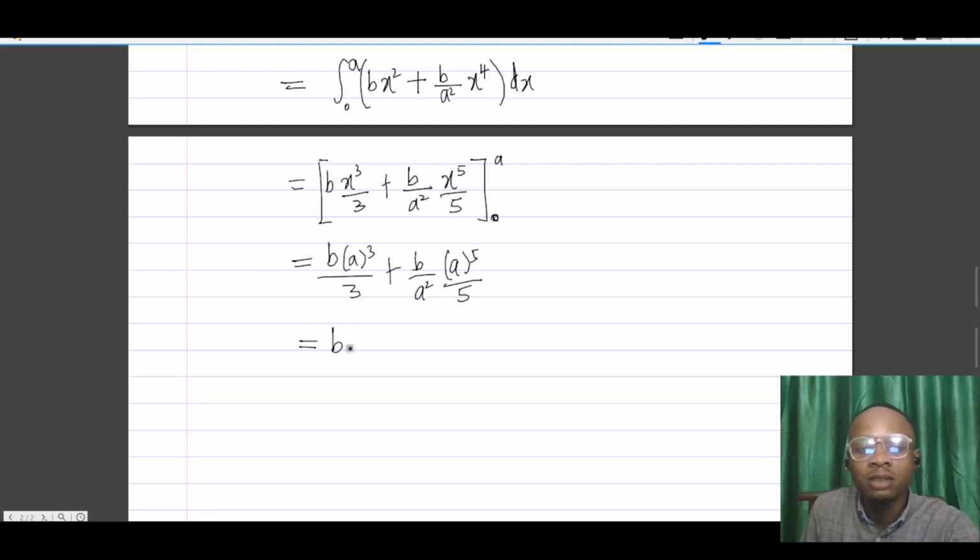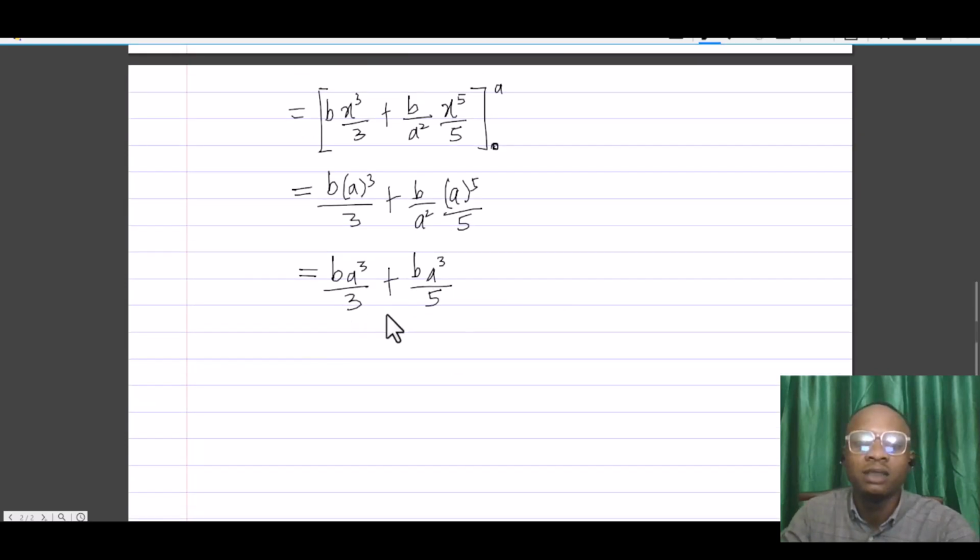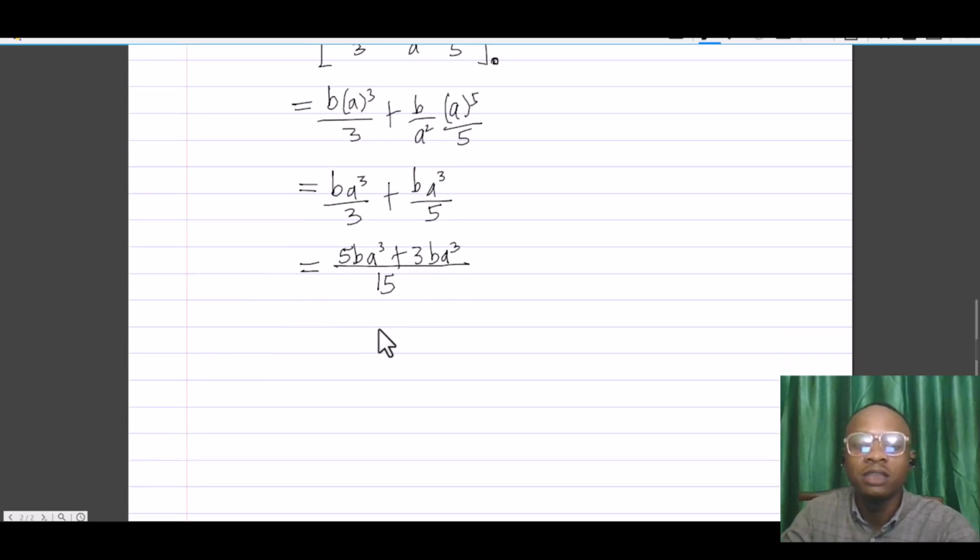So this is going to be b a cube over 3 plus, so this is a to the power 5 over a to the power 2. That's simply b a cube, divided by, this is 5 divided by 5. And we can tidy this up. The LCM of these, we can say that is 15, and so this will be 5ba cube, and this will be plus 3ba cube. So with this, we have our results, and we can now tidy this up. This is going to be 8ba cube over 15.